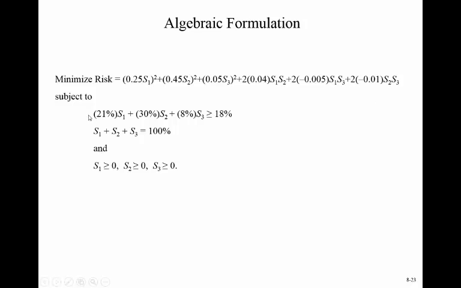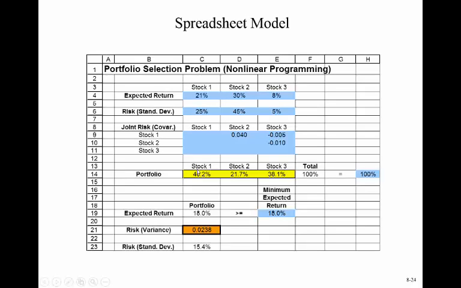The other constraints are that, again, this is basically the weighted return for your portfolio, which is going to be the portion of your portfolio you put in security 1 times 21%, plus the amount you put in 2 times its expected return, which is 30%, plus security 3 proportion times its expected return of 8%. You've got to make sure that that weighted return for your portfolio is greater than or equal to 18%. Finally, the proportions must add up to 100%, and they can't take on negative values. So that's the algebraic expression.